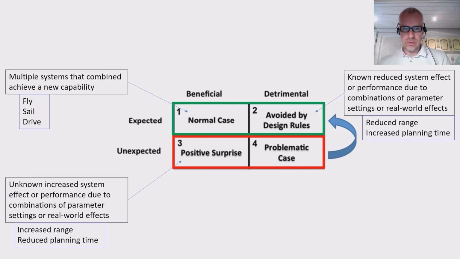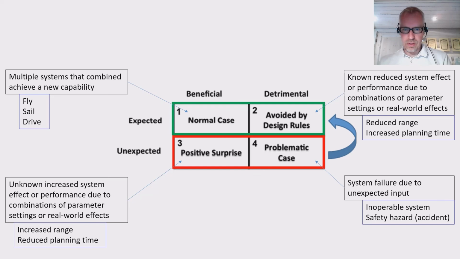The third quadrant is the positive surprise, where unknown increased system effect or performance because of a combination of parameter settings or real-world effects could give the opposite of what we saw earlier, like increased range or reduced planning time. So we should detect as much as possible of these types of behaviors so that we can utilize them.